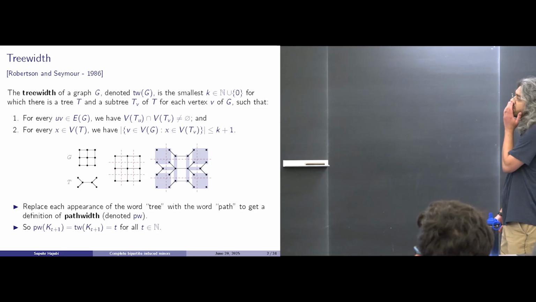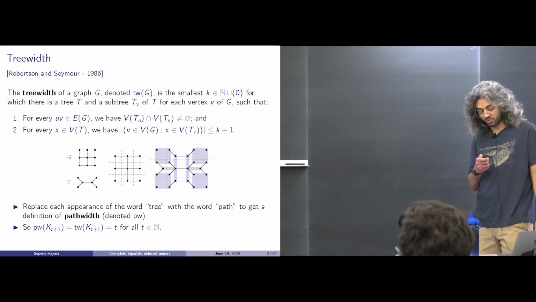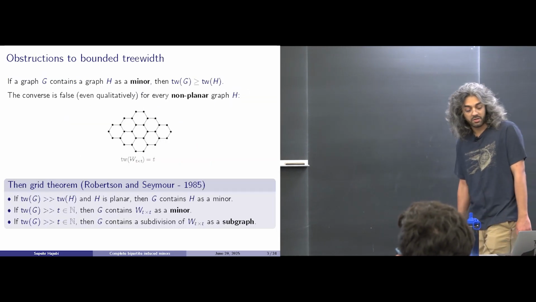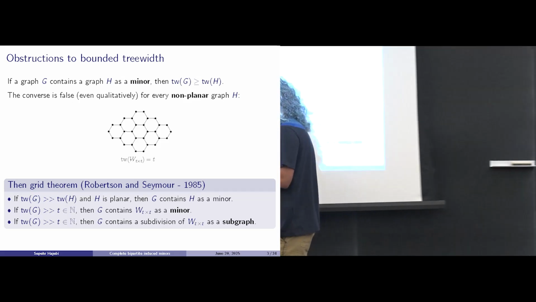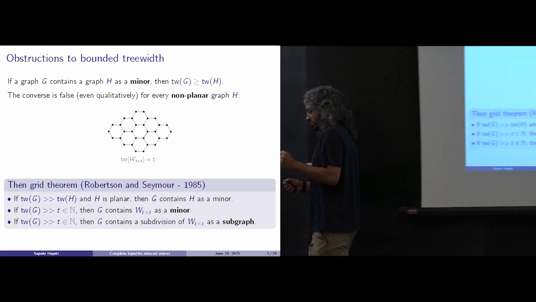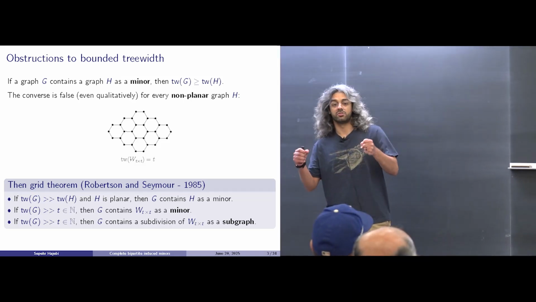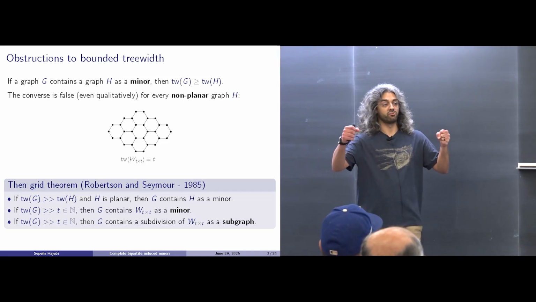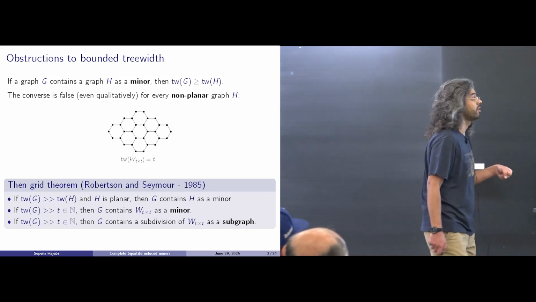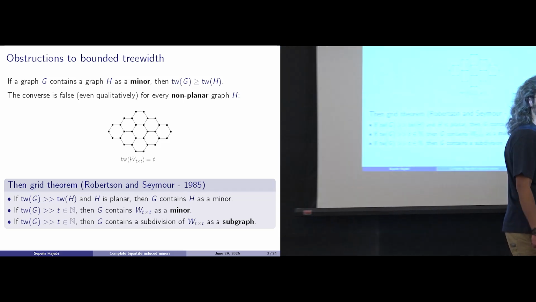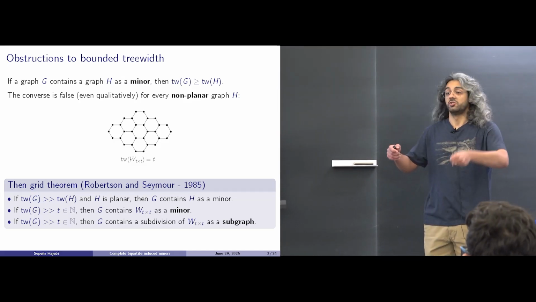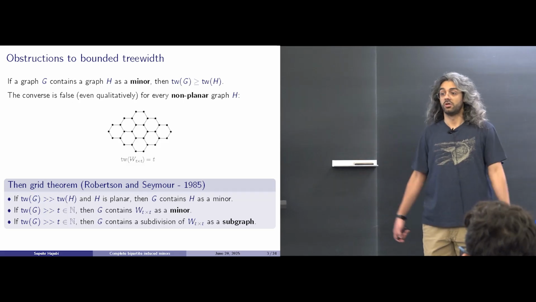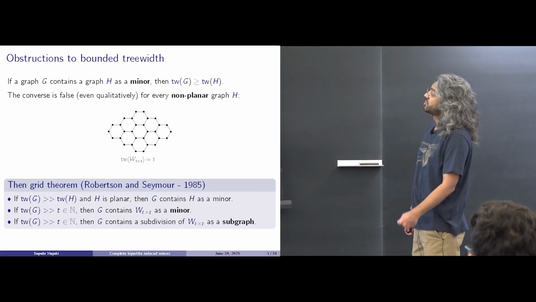Okay, now, there are all sorts of nice things about treewidth, and one of its most convenient features is that it is monotone under taking minors. So if you have graphs G and H, and G contains H as a minor, then the treewidth of G is at least as big as the treewidth of H. And the converse to this is not true, not even qualitatively, meaning not even if the treewidth of G is much, much bigger than the treewidth of H, as long as your graph H is not planar.